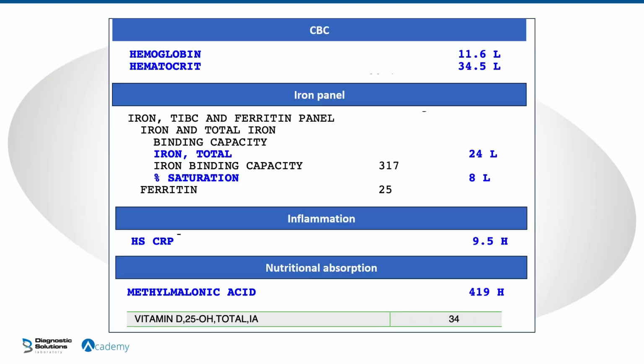Her hemoglobin and hematocrit were both decreased, so she was showing some mild anemia. She had a total iron of 24 and a percent saturation of 8, which are both very low. Her ferritin was a 25, which is not awesome, but not terrible. HSCRP, or a systemic inflammatory marker, was very elevated at 9.5, and her methylmalonic acid was very elevated at 419, which means she was having a hard time absorbing her vitamin B12.